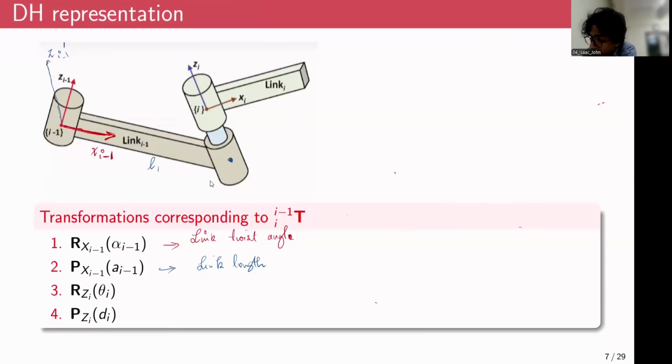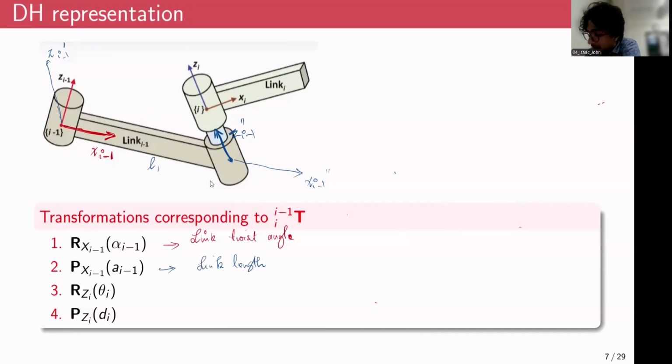Now after the second transformation, your xi minus 1, I'll label this as double dash, and zi minus 1 would be like this. You are translating this zi minus 1 by an amount L1 and xi minus 1 by an amount L1. So you will end up with something like this. So this is zi minus 1 double dash.